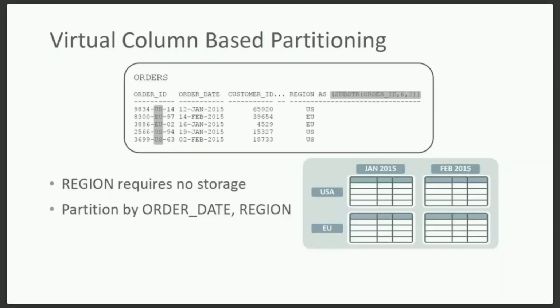But now I can use that column to also partition my table, because maybe I have a requirement to partition my table based on order date, but I also want to partition my table by region. So I'm doing a composite partitioning here, but the sub-partition here is based on a virtual column, which in this case is region. So I'm partitioning it by order date, region. So I'm using range-virtual column partitioning now for my composite partitioning model.